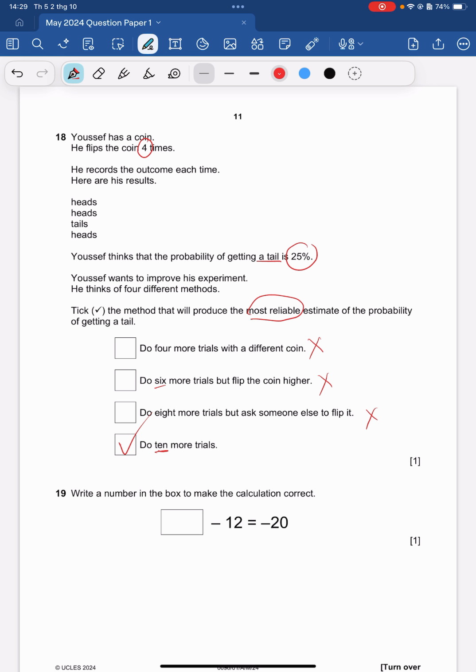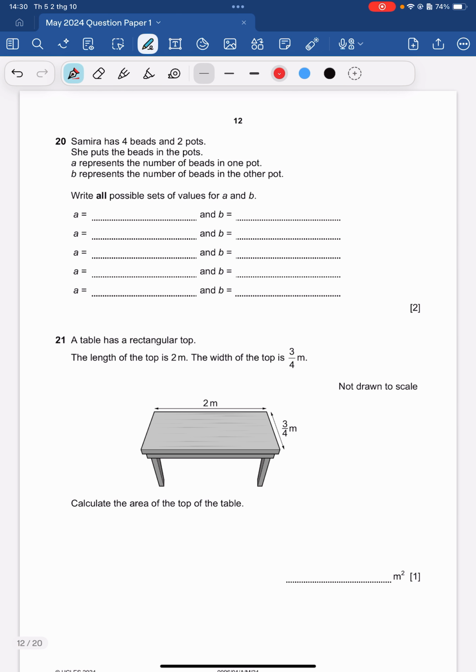Okay, 19. Write a number in the box to make the calculation correct. Okay, so for numbers such as 12, we just do the inverse. Such as 12, now we have 12, so we got negative 8, right? Okay, so the answer is negative 8.